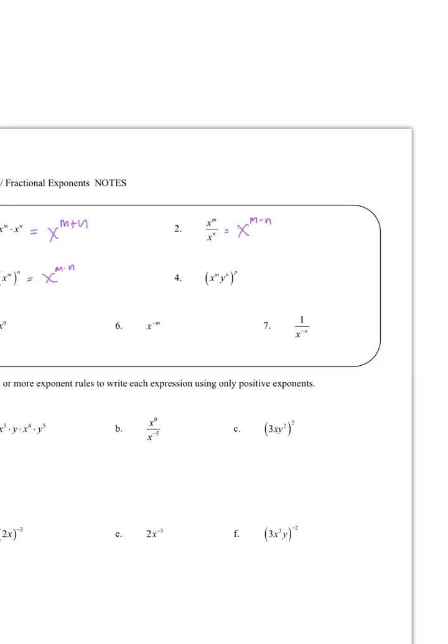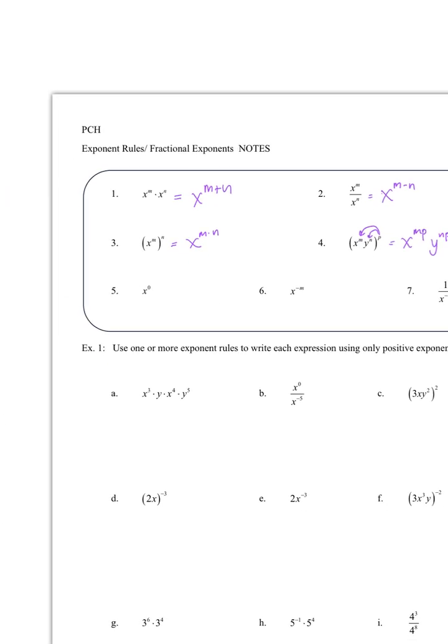And this also works if you have multiple bases within a set of parentheses. Then the rule is multiply each of the exponents. Over here, anything except for 0, when it's raised to the 0 power, is going to equal 1. So again, this only works when x does not equal 0.